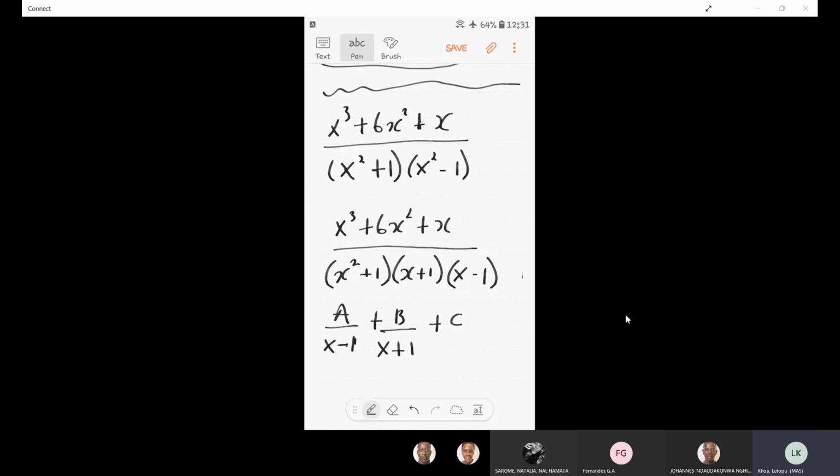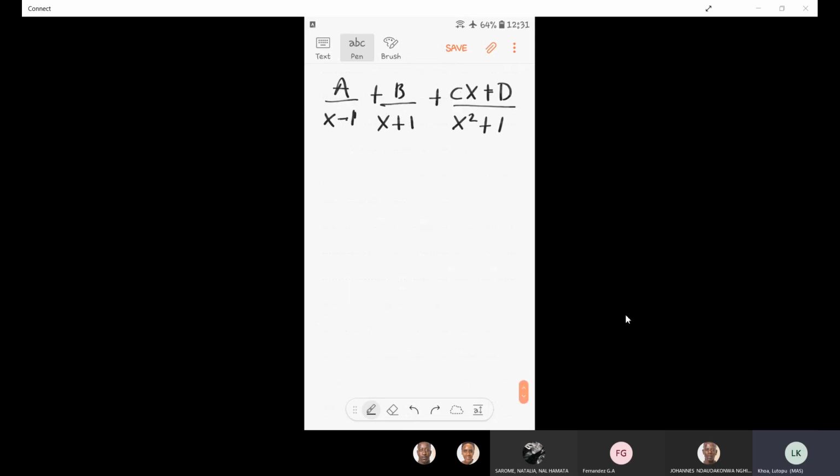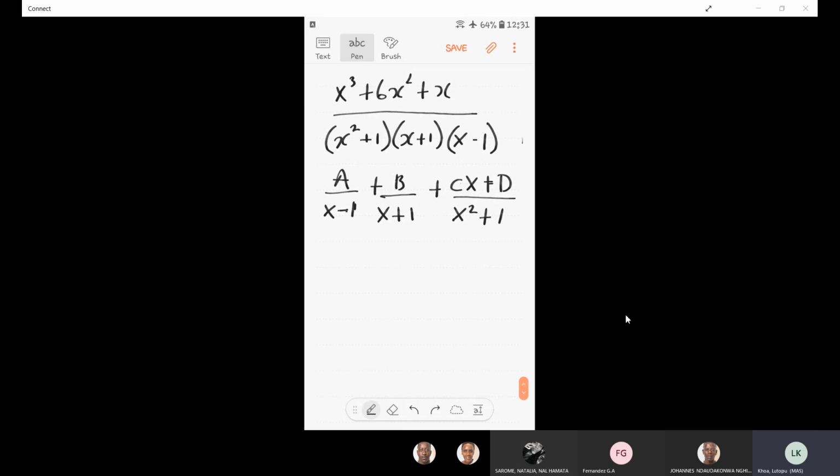And then here I have cx plus d over x squared plus 1. In the same way, I could have made this ax plus b, and then this one is c, and then that one is d. It doesn't matter as long as in my final substitution, I put them back over the right denominator. Okay, then I multiply as usual and look at my numerators.